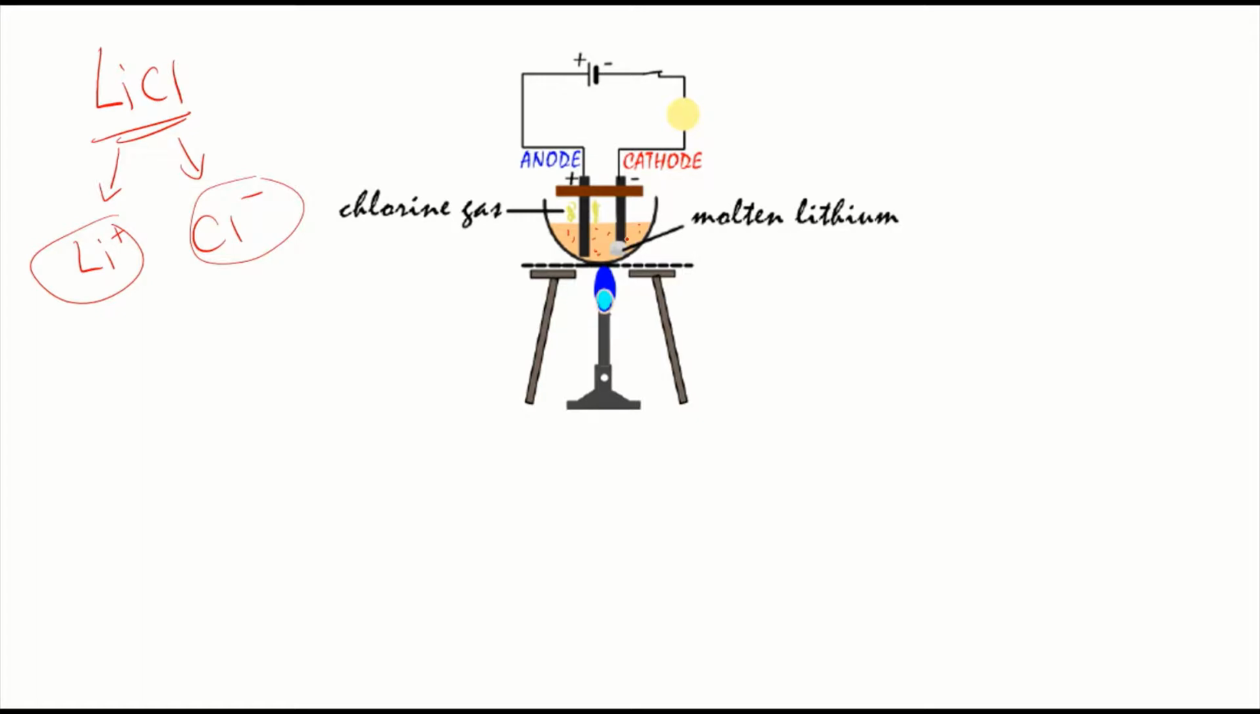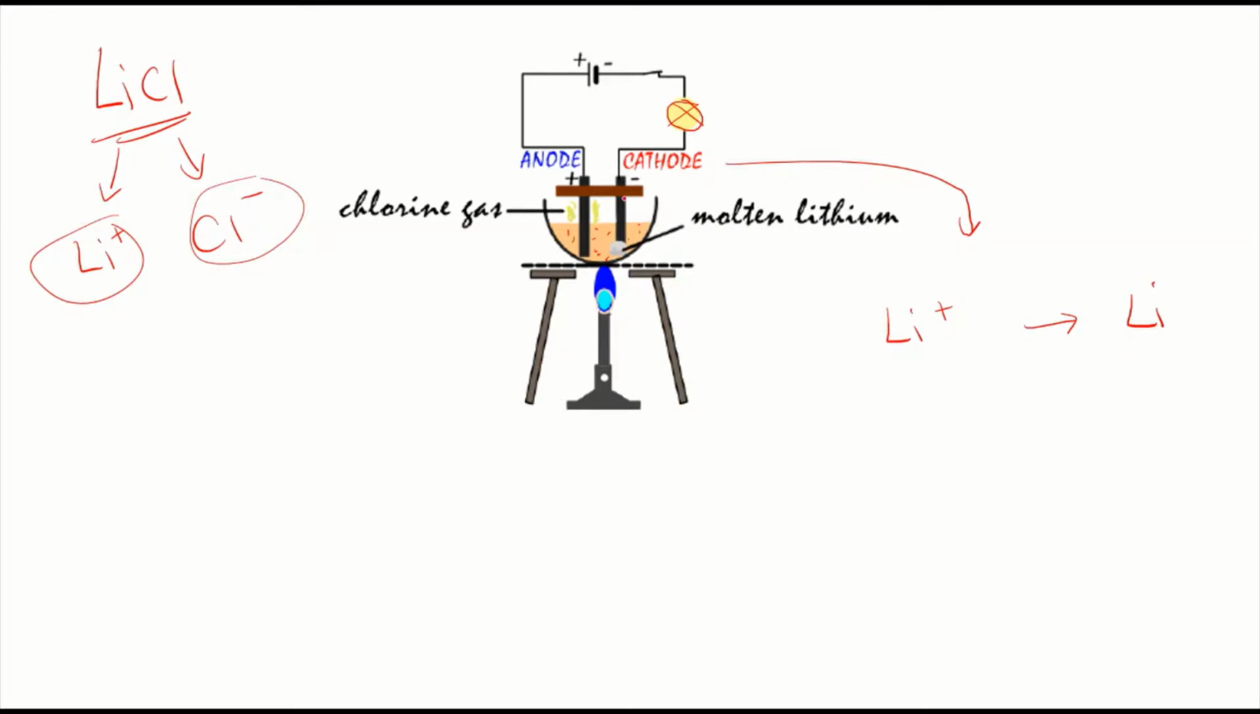When the electricity is flowing, so this, instead of just being a circle, should just be a bulb. The switch here is closed and the electricity is flowing. When it's flowing, our ions move to the respective electrodes. So at our cathode we're going to have our cations. Our lithium ion is going to come to our cathode, and it's going to turn into lithium as a metal.